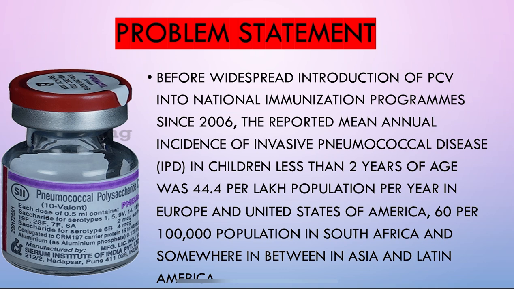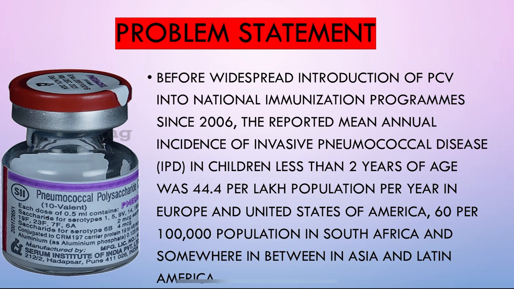Before the widespread introduction of PCV, that is pneumococcal polysaccharide conjugate vaccine, into the national immunization program since 2006, the reported mean annual incidence of invasive pneumococcal disease in children less than 2 years of age was 44.4 per lakh population per year, especially in Europe and United States of America. 60 per 1 lakh population is seen in South Africa, and somewhere in between this in Asia and Latin America.